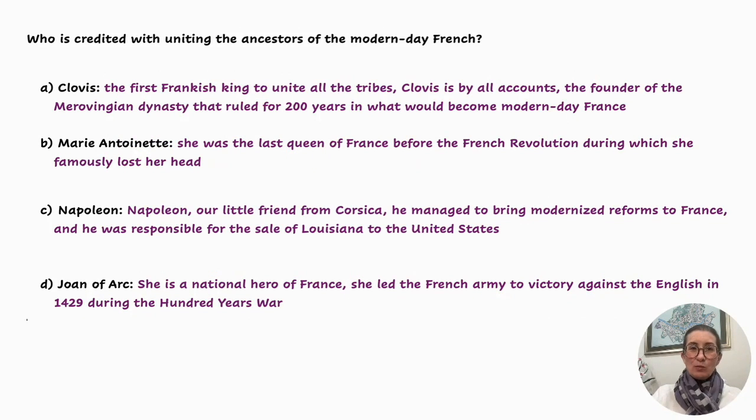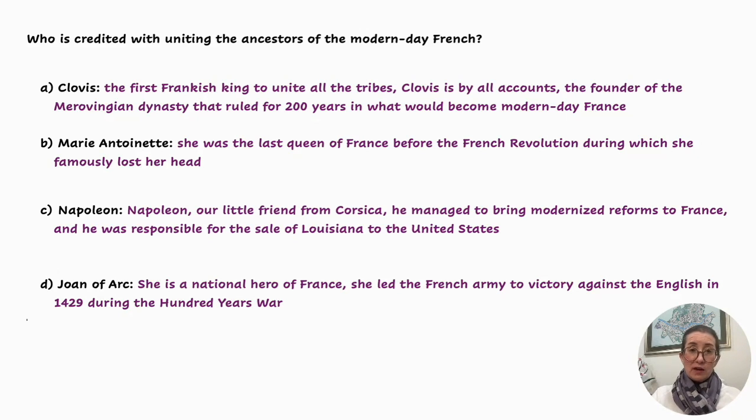Who is credited with uniting the ancestors of the modern-day French? A. Clovis, B. Marie Antoinette, C. Napoleon, D. Joan of Arc. I'm going to work backwards here. Joan of Arc is a national hero in France. She led the French army to victory against the English in 1429 during the 100 Years' War.